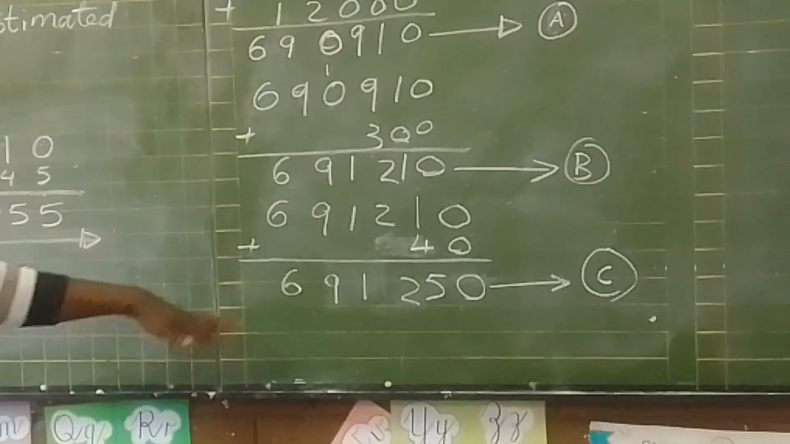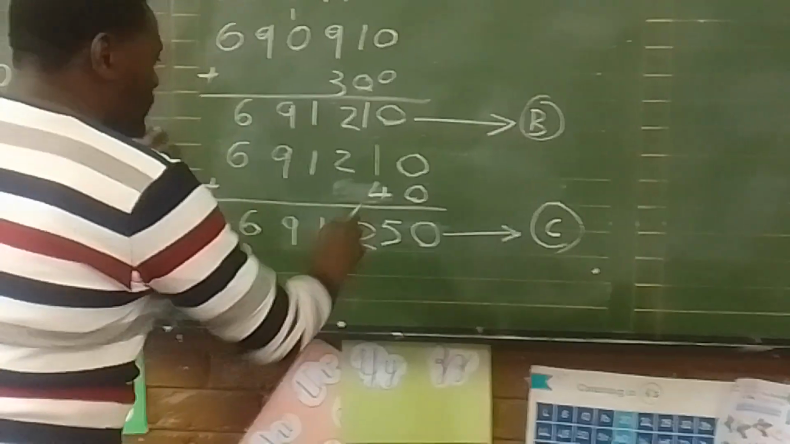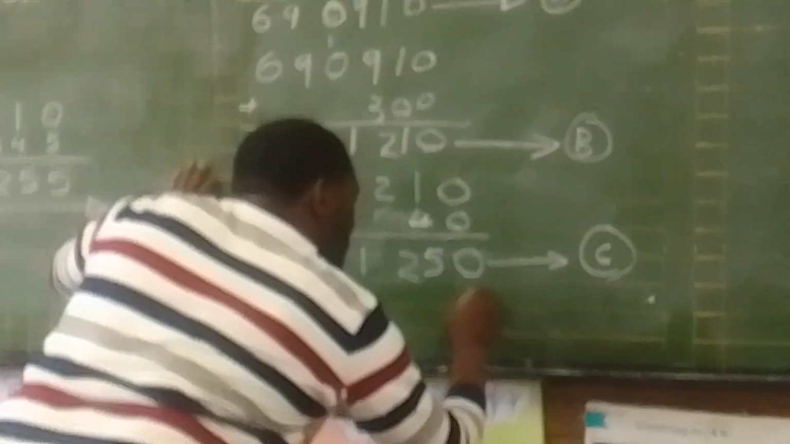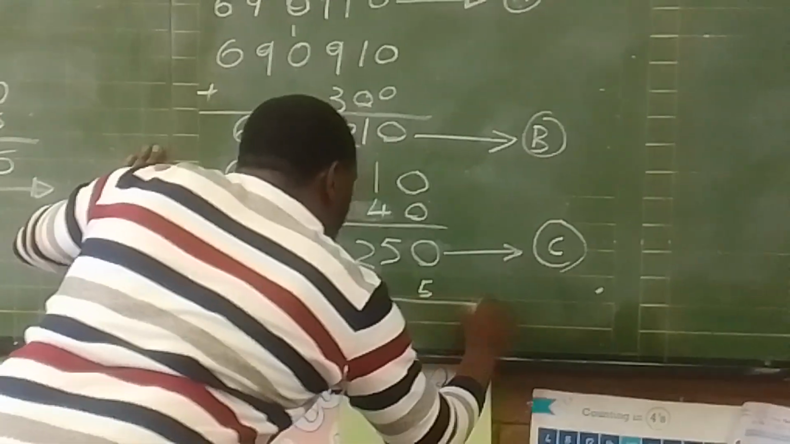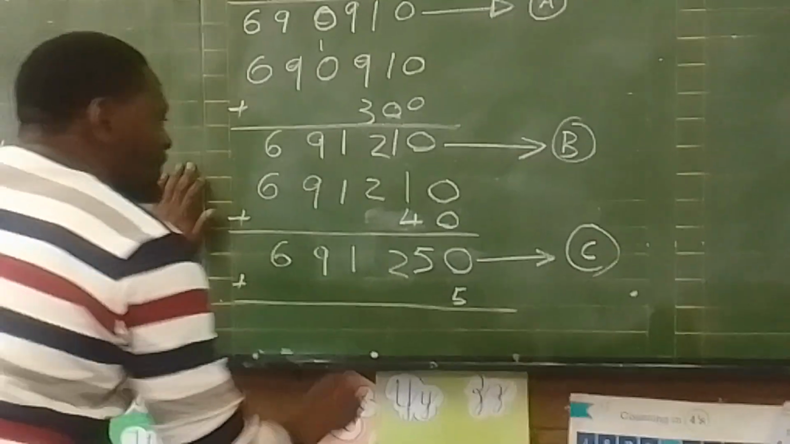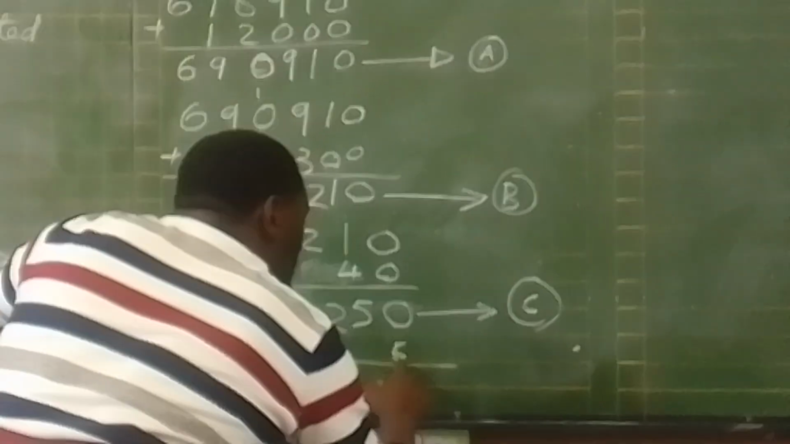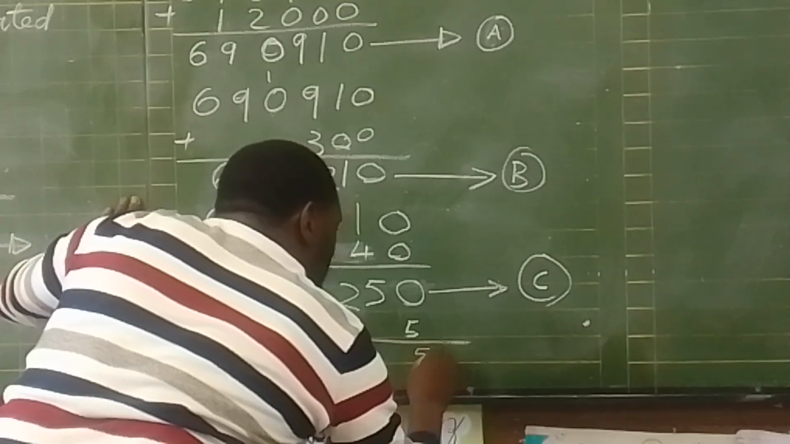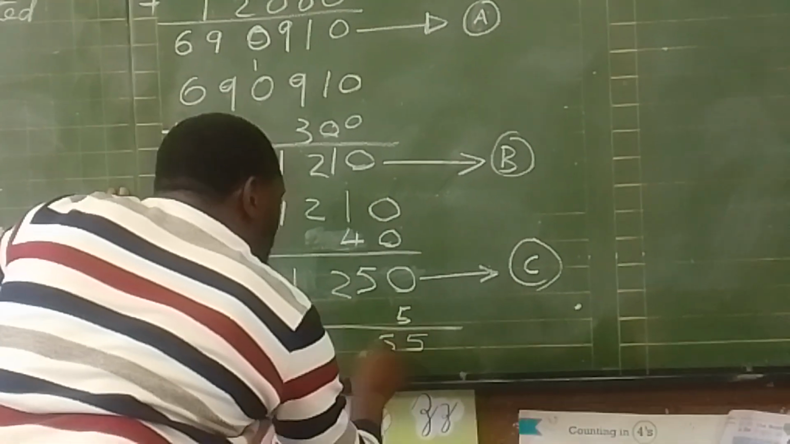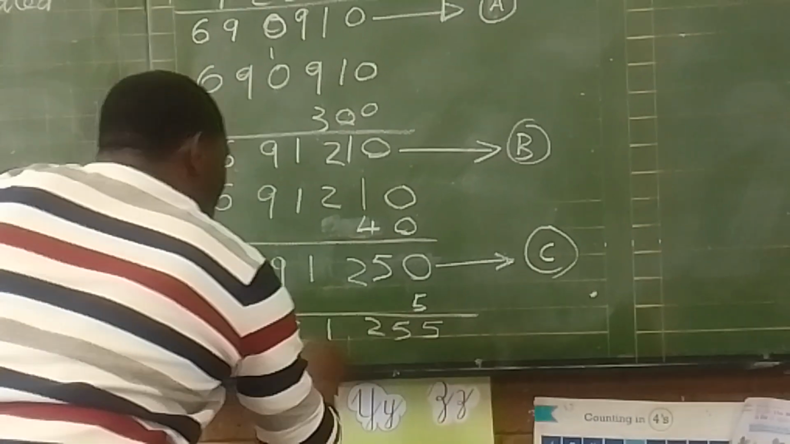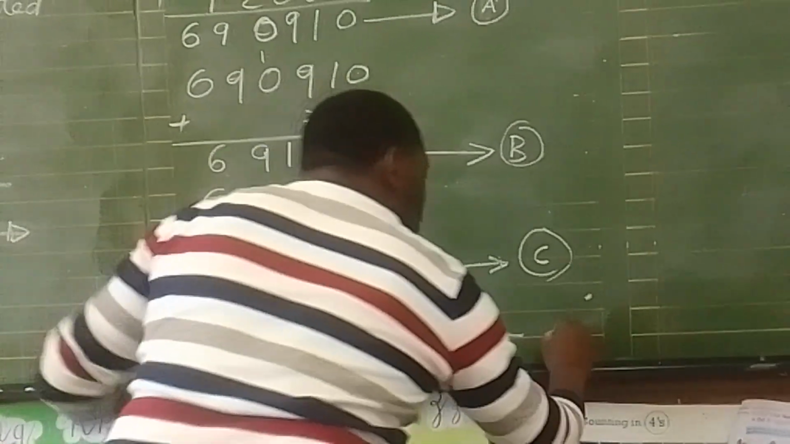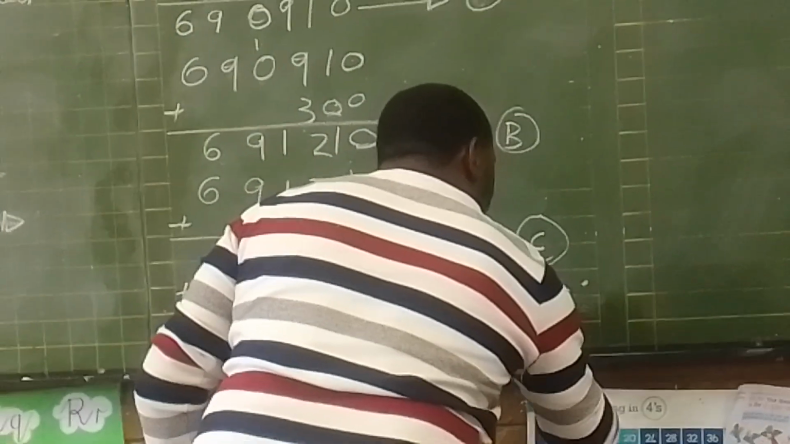Then you come and add what? A 5 from this one. You add your 5. You add 0 and 5 is 5. 5, 2, 1, 9, 6. Then you call this D.